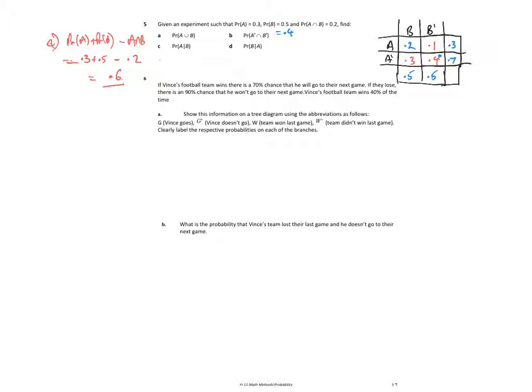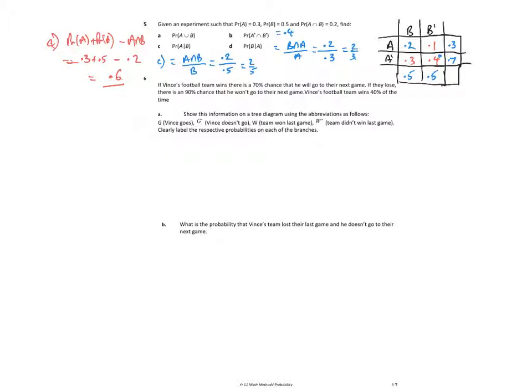A given B is equal to A intersection B over B, which is equal to 0.2 over 0.5, which is equal to 2/5. And B given A is equal to B intersection A over A. And B intersection A is the same as A intersection B over the probability of A, which is 0.3, which is 2/3. Okay.